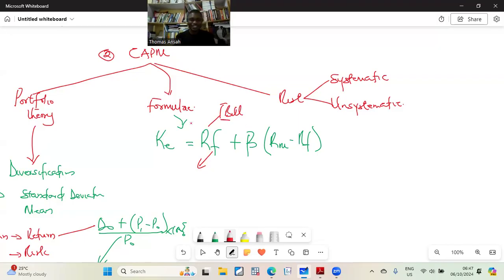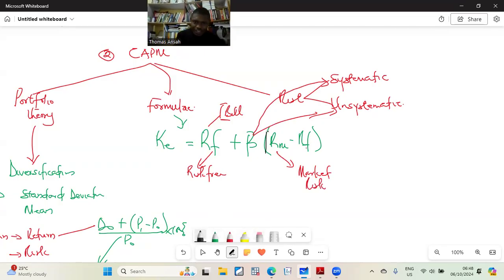So the beta is what we will analyze later into systematic and unsystematic risk. Then the RM is market risk, and of course you have the risk-free. But bear in mind, this aspect of the formula, RM minus RF, is also called the risk premium, or market risk premium. So if you are given a question where they give you the premium, it means the one in the bracket has been done for you already. Take note of that.